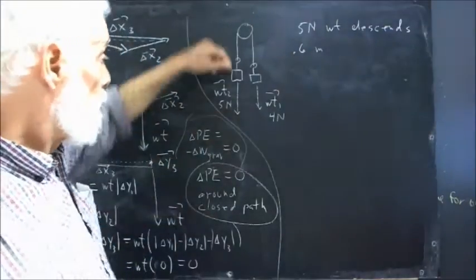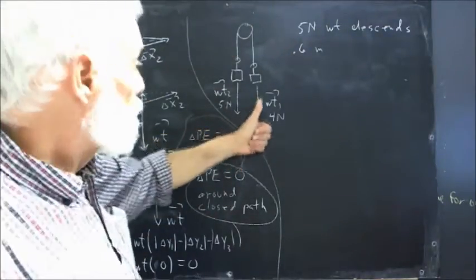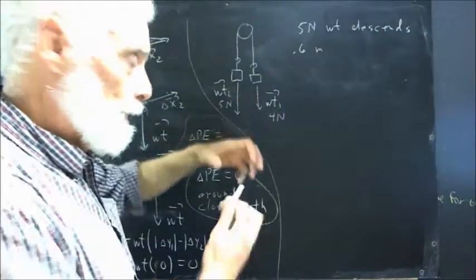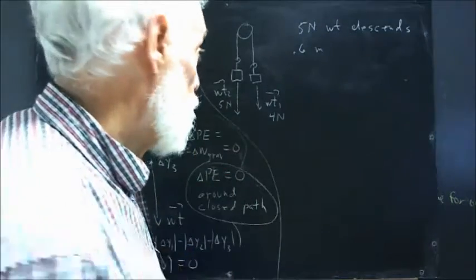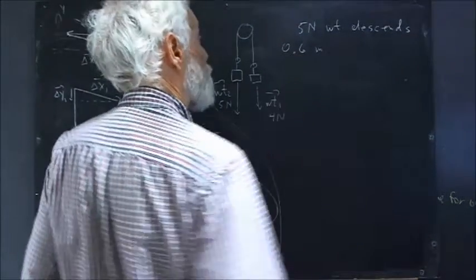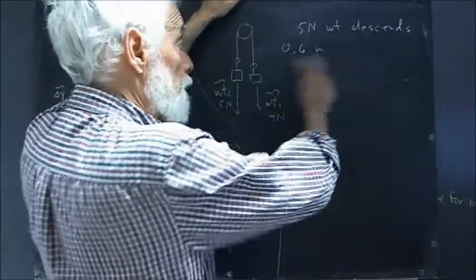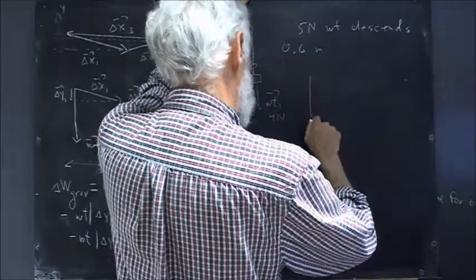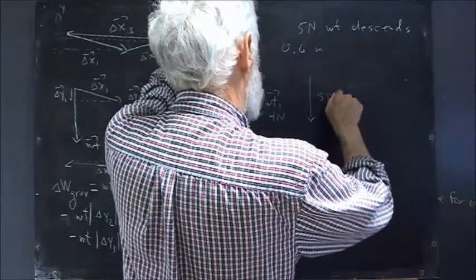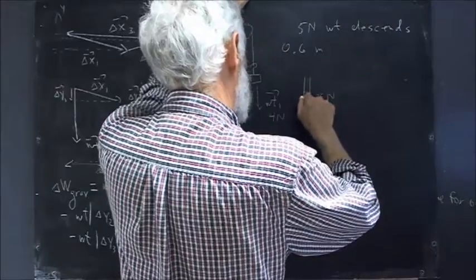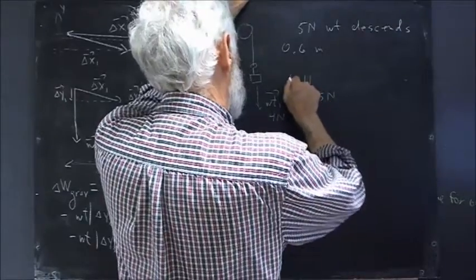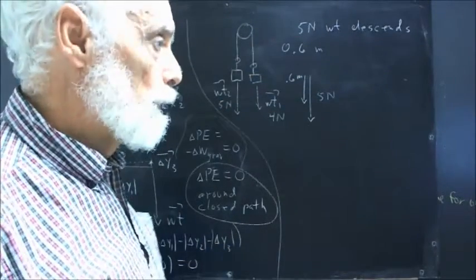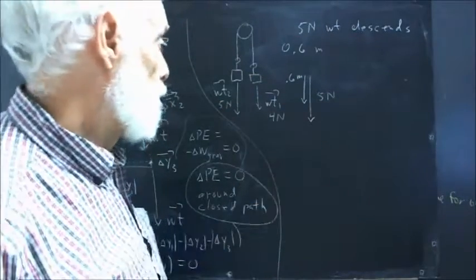Now obviously, if this weight descends 0.6 meters, this weight is going to ascend 0.6 meters, unless we have some kind of an elastic cord here, and that could be really interesting, but we don't want to go there today. Okay, so if the 5 Newton weight descends 0.6 meters, then we've got 5 newtons and 0.6 meters. And the dot product of these two forces is going to equal the change in potential energy.